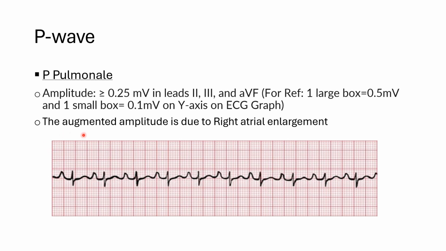The pathophysiology of P pulmonale is due to right atrial enlargement. There is more mass of right atria, so there is greater depolarization wave of right atrium. So P wave is peaked here. It is called P pulmonale. Here you can see P wave should be lesser than 2.5 small boxes, but here P wave is more than 2.5 small boxes, approximately equal to 3 or 4 small boxes.